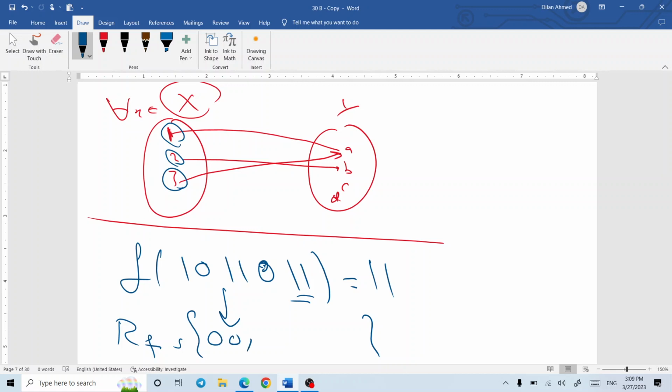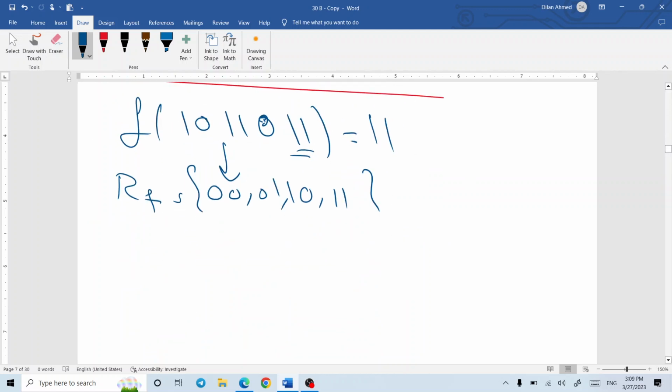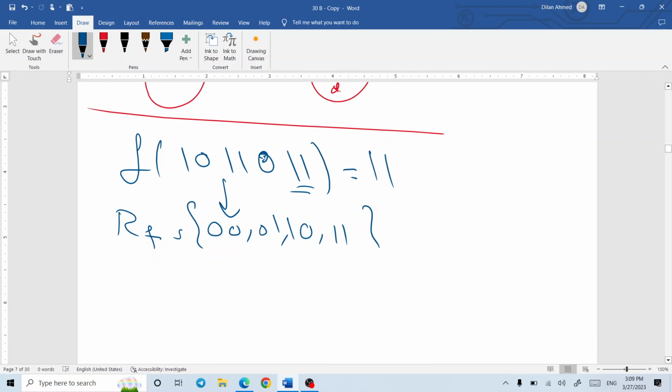0, 0. 0, 1, 1, 0, and 1. Why? Because if I give anything, the output will just be that, right? Can you imagine? Do you have any more numbers here? No. Because if I put anything, I will get the same.